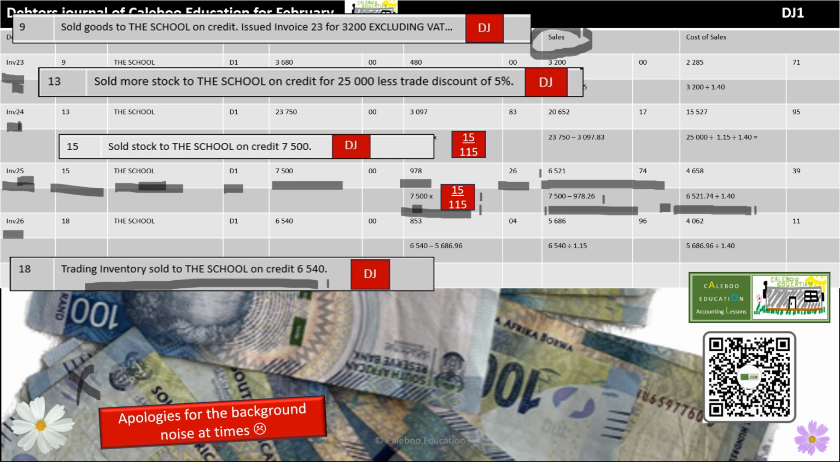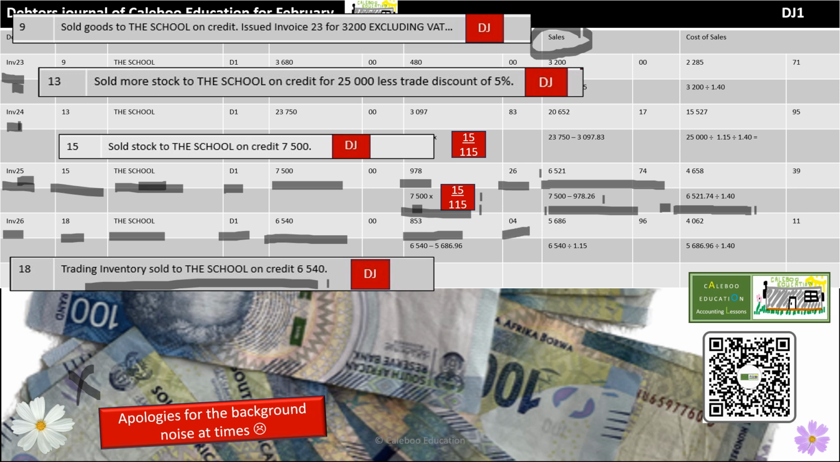Invoice, next one, 18th, debtor the school. The folio of the school is D1. Under debtors control, 6,540, the amount including VAT. The VAT amount is easy, 6,540 multiplied by 15 over 115 equals 853 and 4 cents.